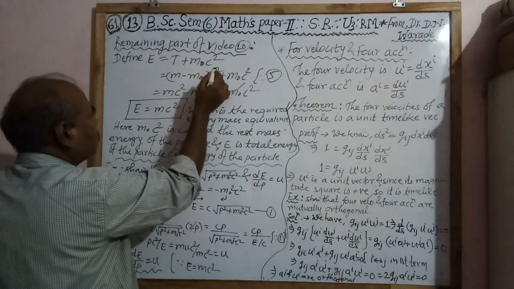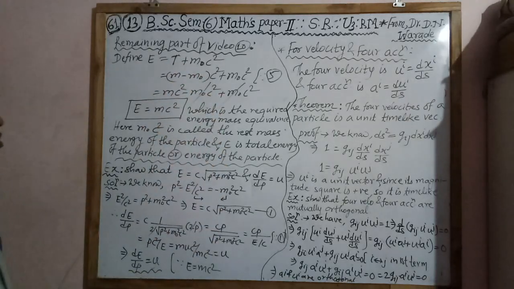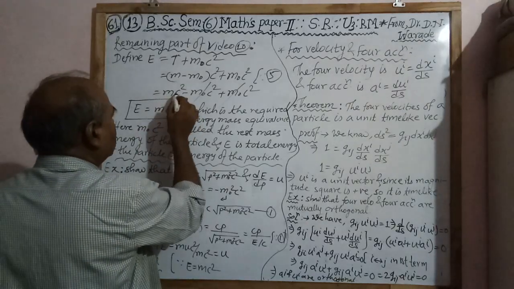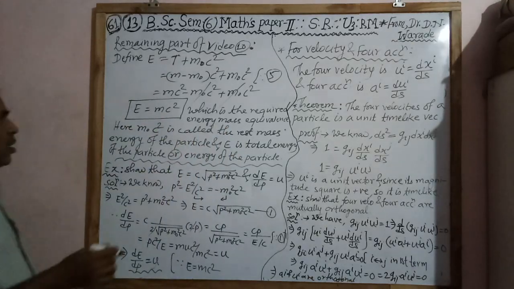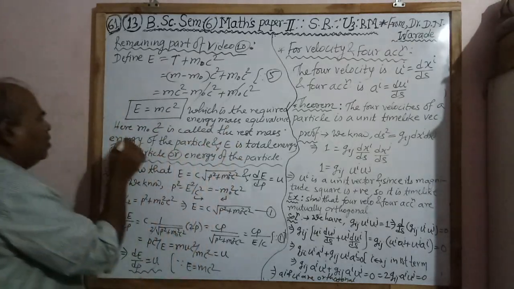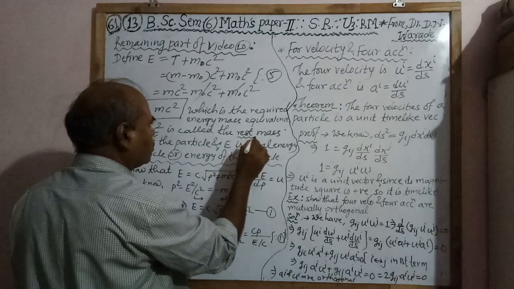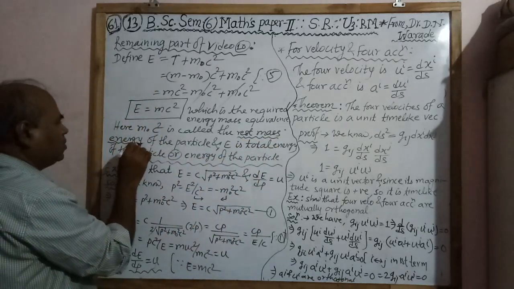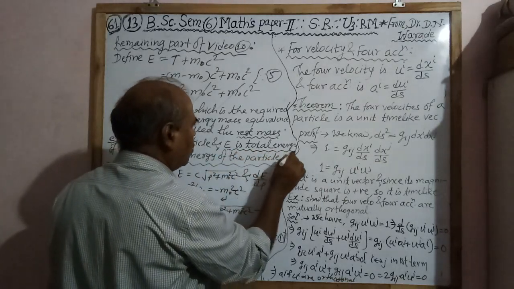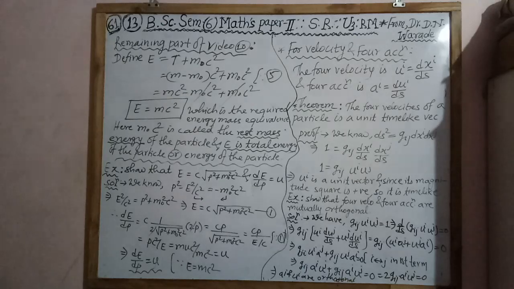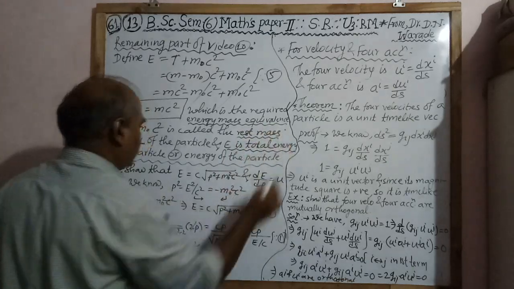Define E equal to T plus m0 c square. Now T is given by (m minus m0) c square plus m0 c square, as given by equation 5. Solving this, m0 c square gets cancelled, therefore E equal to mc square, which is the required energy mass equivalence. Here m0 c square is called the rest mass energy of the particle, and E is called the total energy, or only the energy of the particle, and this is the energy mass equivalence, E equal to mc square.